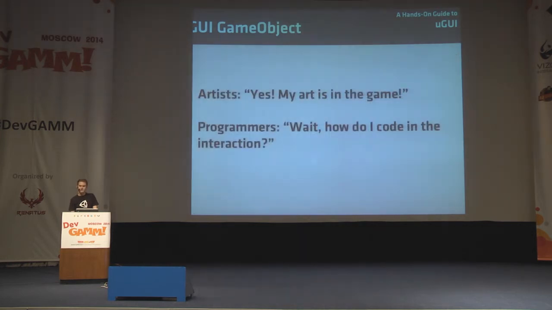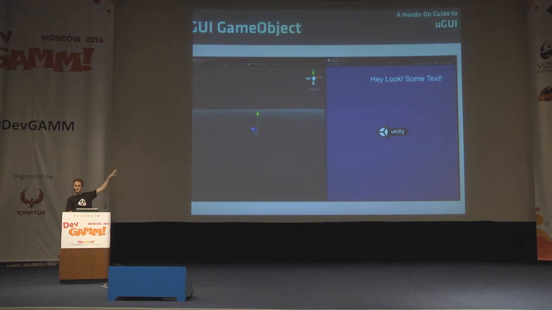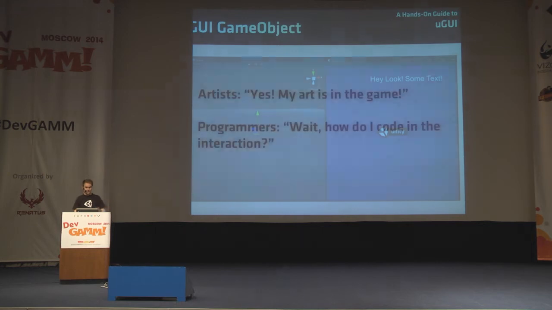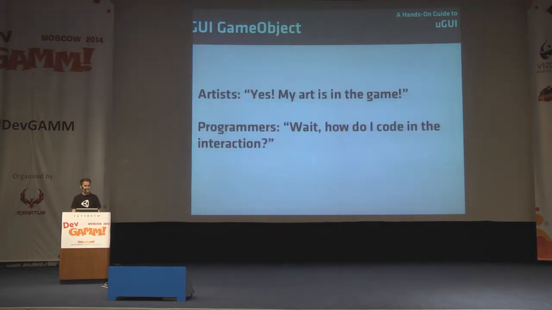The pros are artists, they can bring their beautiful art in, they spend time drawing, and they can bring it in and say, yes, my art is in the game, it's there, it's being rendered, I can have my health bar in the top left-hand corner, I can have my icon in the top right-hand corner, it's great. But then the programmers are like, wait, I have to code everything, I have to do all the interaction, why does the GUI texture squash when I do a health bar and stuff like that? So the artists love it, and the programmers are in two minds about it.